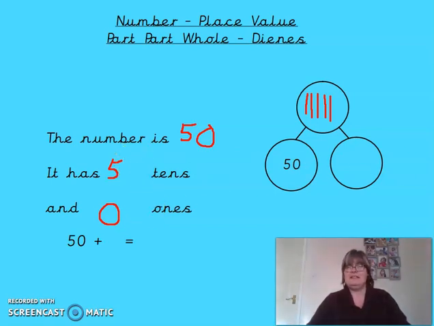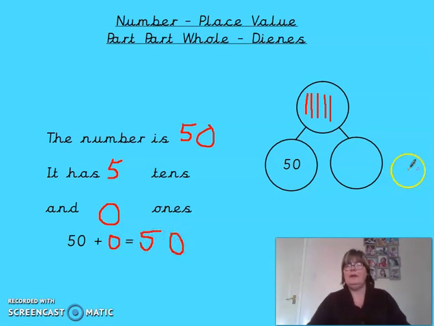I've got 5 10s and 5 10s make 50. 1 10 is 10, 2 10s are 20, 3 10s make 30, 4 10s make 40, 5 10s make 50. So I have 5 10s that make 50. So my number sentence would be 50 add 0 equals 50, because we know when you add 0 to anything, the number stays the same, don't we?